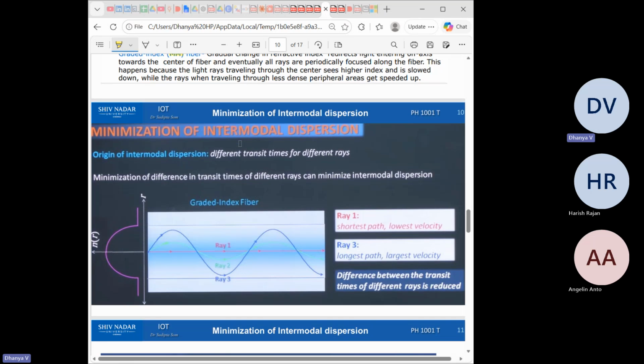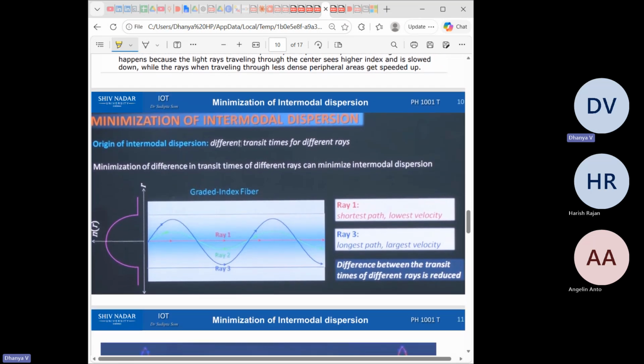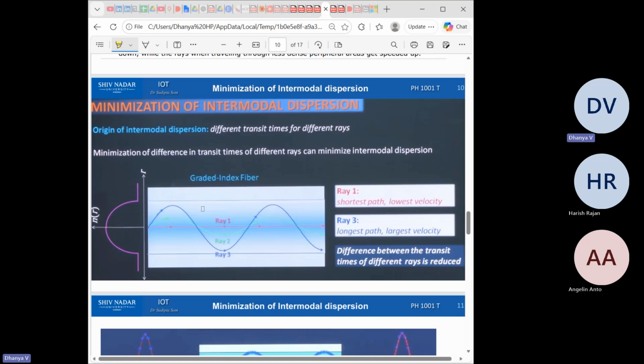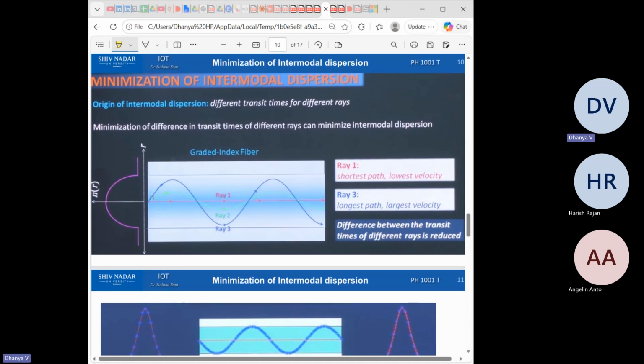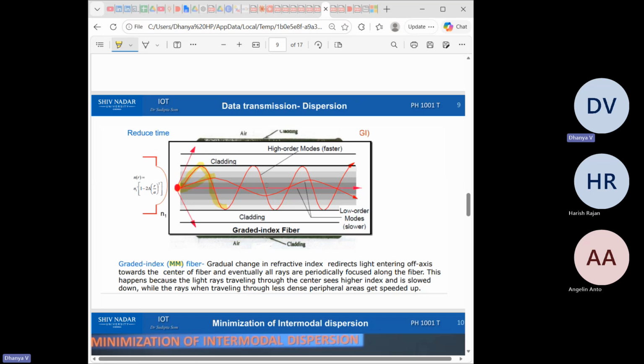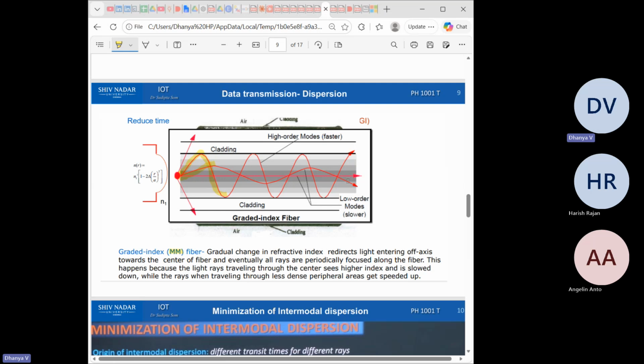Minimization of intermodal dispersion. So what did we see about intermodal dispersion? We saw that the wavelengths were different and we had multiple modes. So how do we make them better? That's why we have something called graded index fiber. Instead of using step index, we use multiple refractive indices and try to at least make their speeds catch up. Like this one is starting early, so we ensure that it travels a longer path. But this one is starting like this, so we ensure it takes a shorter path so that both of them come somewhat nearer. That is our ultimate goal.